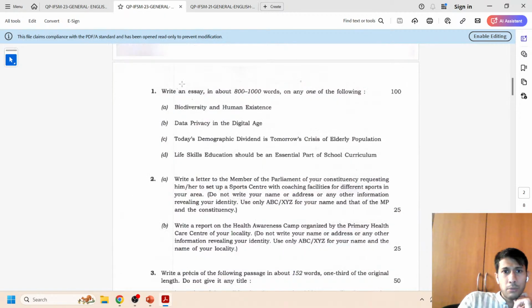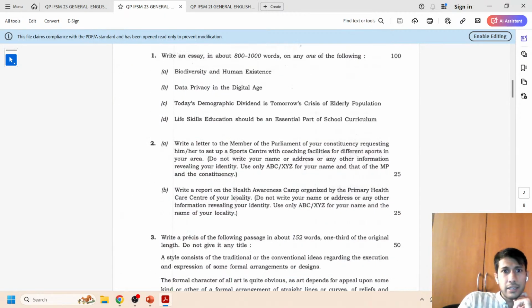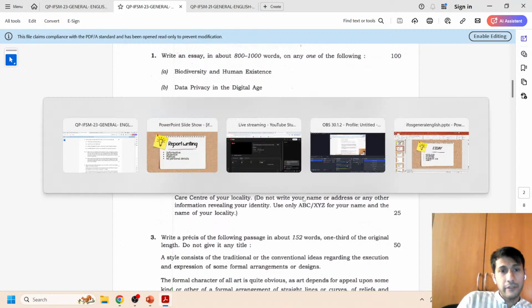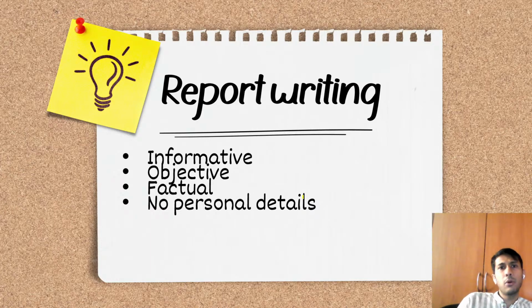Now, if you look at one more PYQ: write a report on the health awareness camp organized by the primary health care center of your locality. Again, do not write your personal details, that is your identity or the name of the locality. As simple as that. So when report writing, what you have to do is, the report has to be informative.